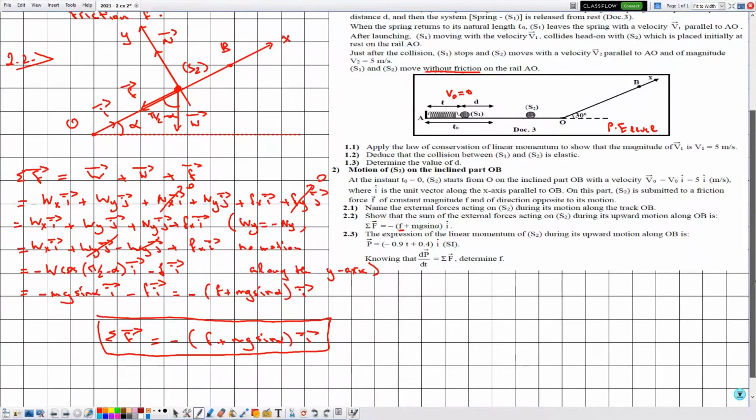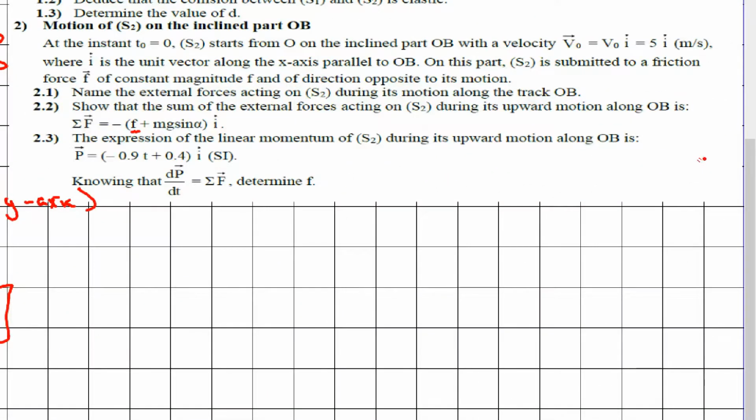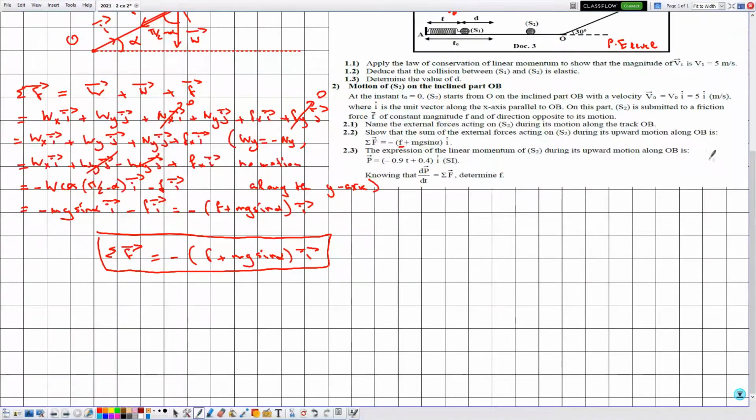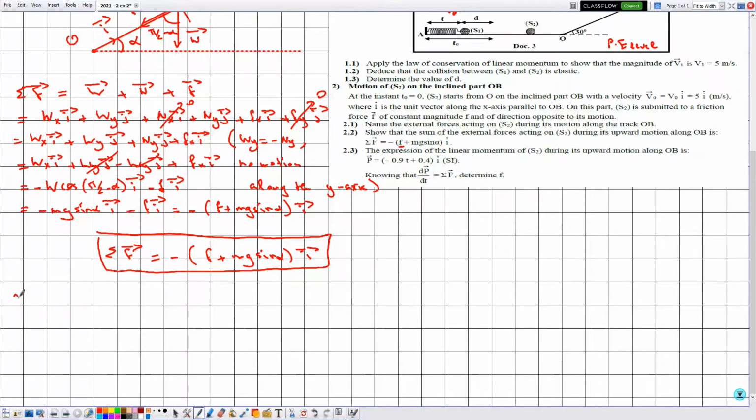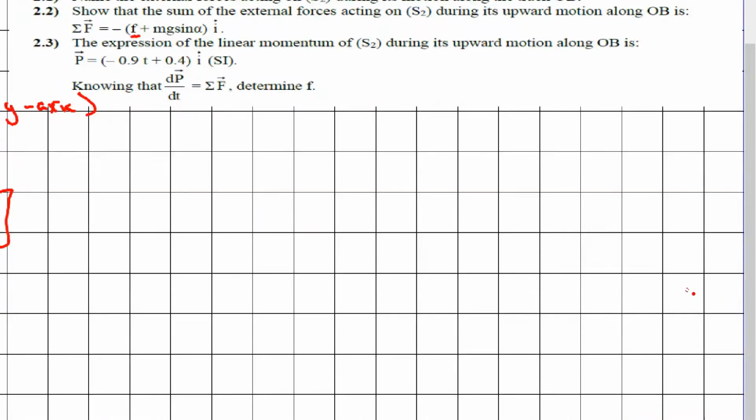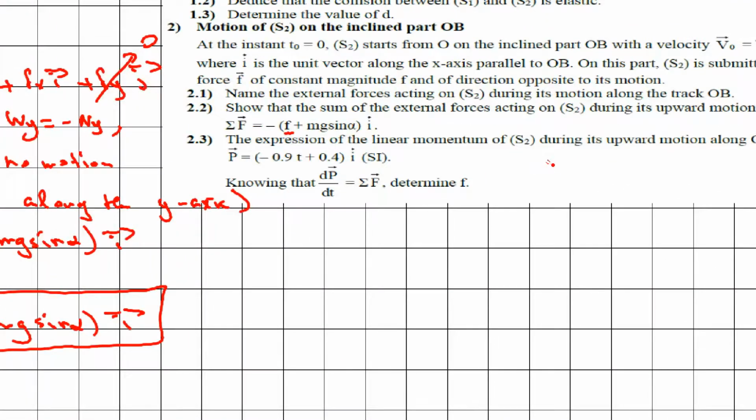Now finally in 2.3 for this exercise, they are telling us the expression of the linear momentum of S2 during its upward motion along OB is given by that. So knowing that dp by dt is equal to the sum of forces, determine the value of f. So we need to use the following equation in order to determine the value of f. This is a vector equation. F exists in this member. So in order to find f, we need to replace the sum of forces by this expression on one side, and on the other side we need to replace dp by dt by another expression, which is this one.